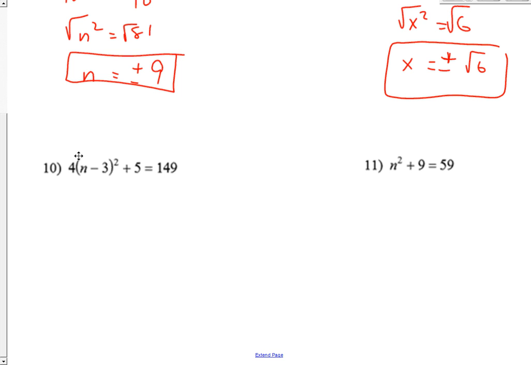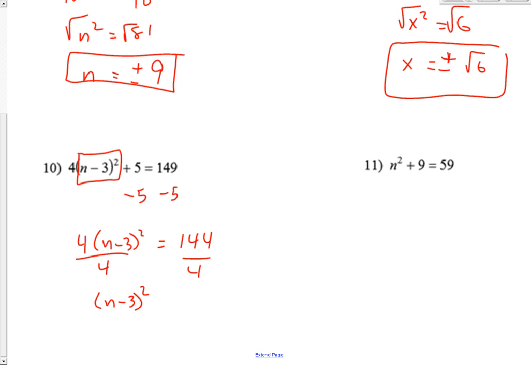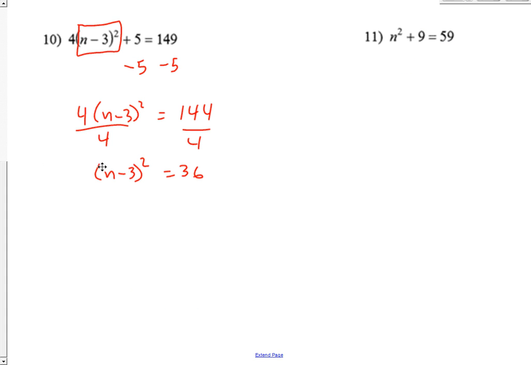Okay, moving on to number 10. We have n minus 3 involved with the exponent. So we need to get rid of the 5 and the 4 before we can do anything with the exponent. So we will subtract 5 from both sides. We get 4 times the n minus 3 squared equals 144. And then we divide by 4 to get n minus 3 squared equals 36. So now we have the variable expression by itself with the exponent.